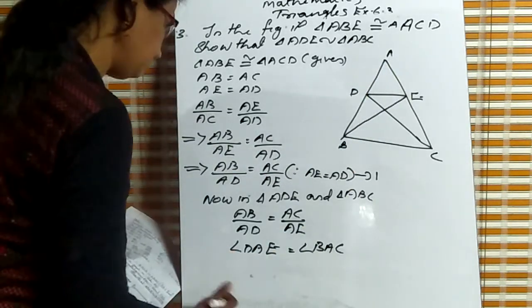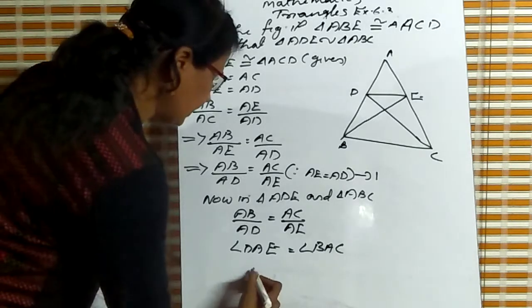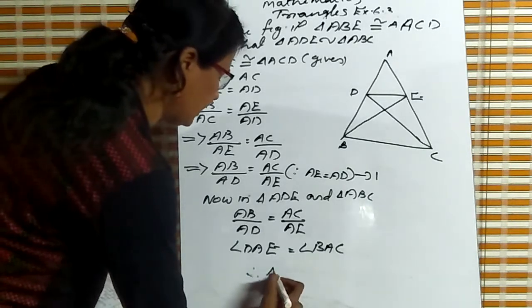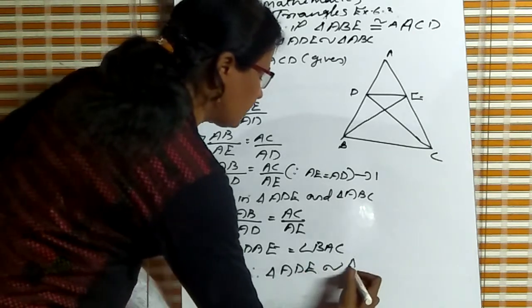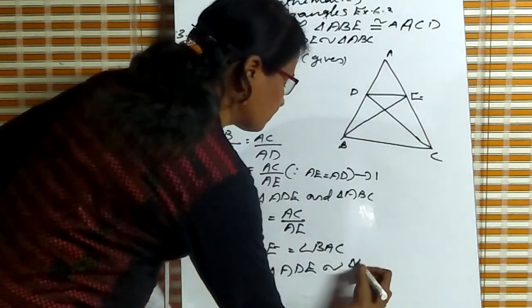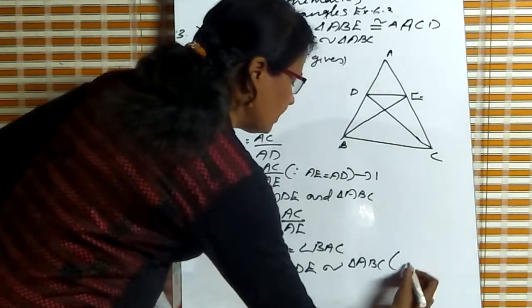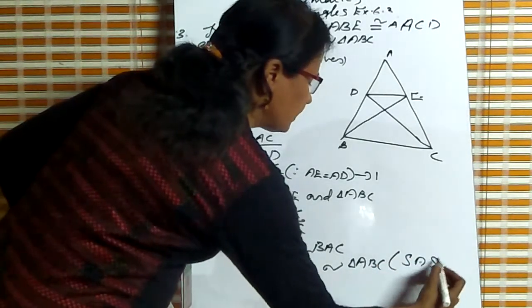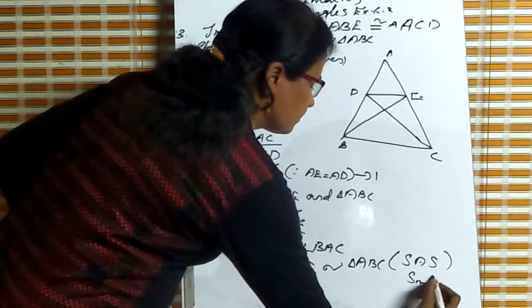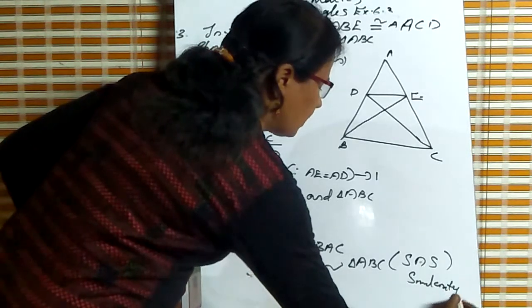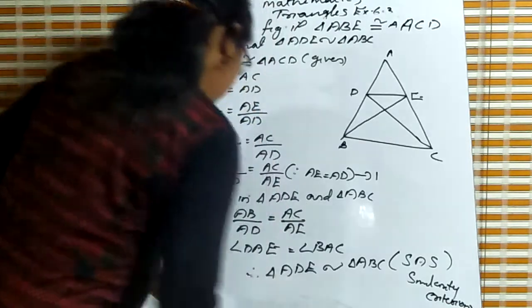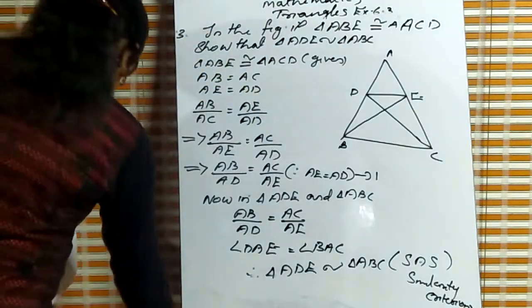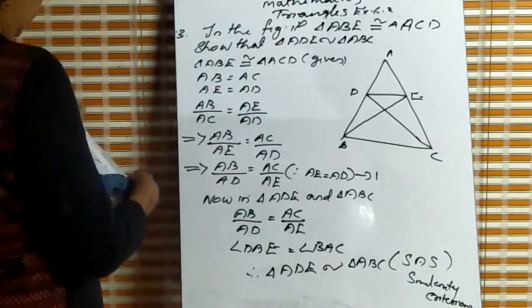Therefore triangle ADE is similar to triangle ABC by SAS similarity criterion. These two triangles are similar. Next question.